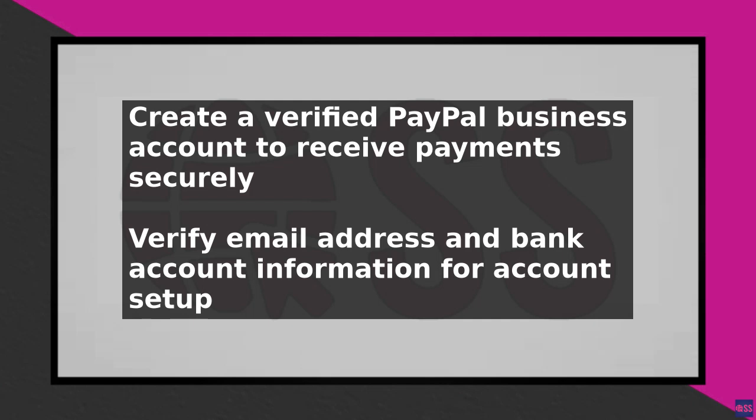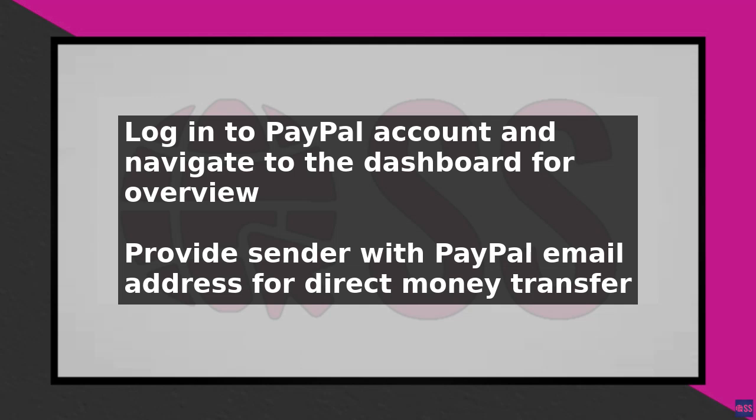First, log into your PayPal account and navigate to the dashboard. Here you will see an overview of your account activity, including your balance and recent transactions. To receive money, you need to provide the sender with your PayPal email address. This is the email address associated with your PayPal account. You can find this information in the account settings section.